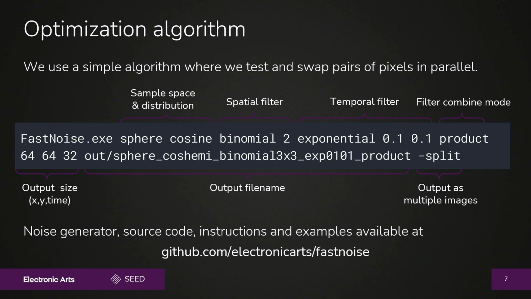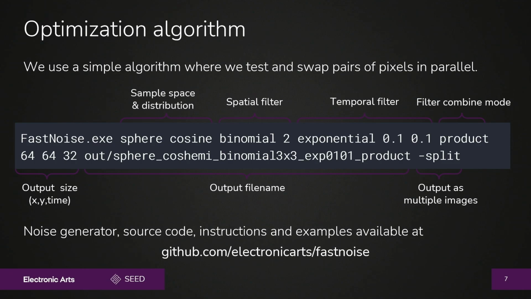And our algorithm is actually very simple. It's just based on swapping. Heitz and Belcour used a similar one. Wolf et al. used a similar one in their paper about spatio-temporal blue noise. Here, what we do is we parallelize it so it runs on the GPU.